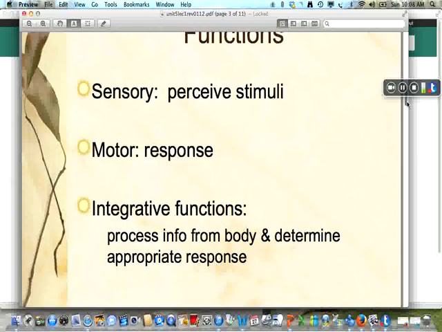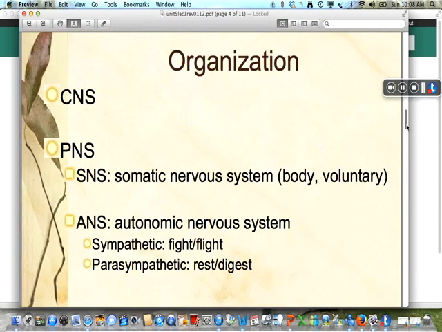Your nervous system has three major functions. You've got the sensory functions that are going to perceive the stimuli, the motor functions that are going to carry out responses or send messages. You can think of the sensory functions as being information coming from the body to the brain, the motor functions coming from the brain to the body, and then the integrative functions that are going to process information from the body and determine the appropriate response to carry out. Most of your integrative functions are going to be in the CNS, largely in the brain, but some of them will occur in the brainstem and spinal cord.